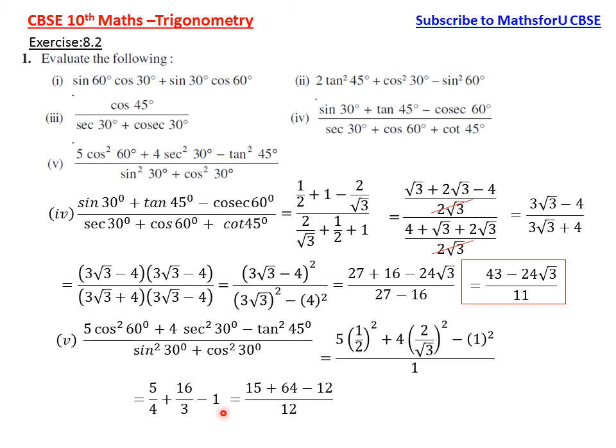Here the denominator is 1, so we need to multiply the 1 with 12, so that is minus 12. So when we add this, we get 67 by 12. That is the answer for 5. Now 8.2 problem number 1 is completed. Now we will move on to problem number 2.